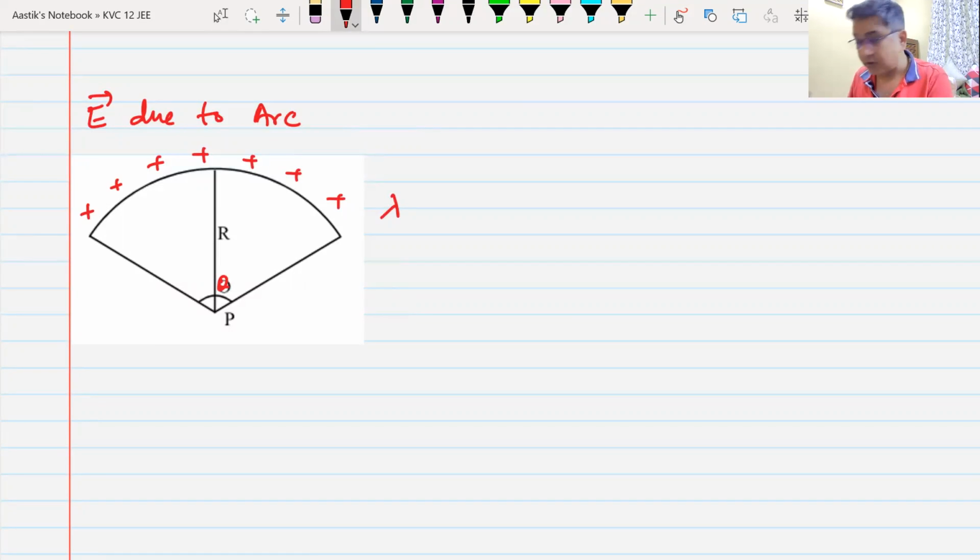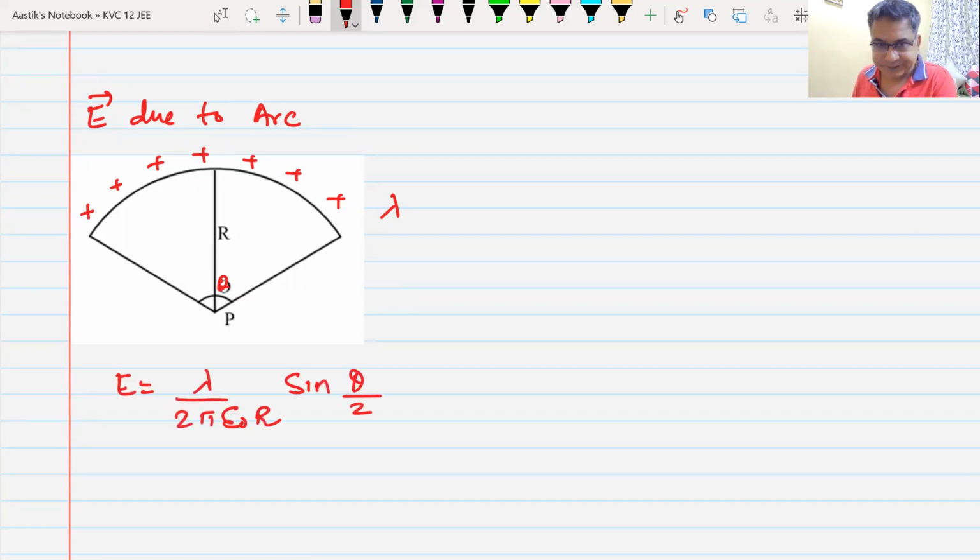Hey, you know it, that's good. It's just a revision then. Electric field is lambda by 2 pi epsilon naught r into sine of theta by 2. That is correct. Good. If you remember it, it's good. If you don't remember it, don't worry. We are doing it.